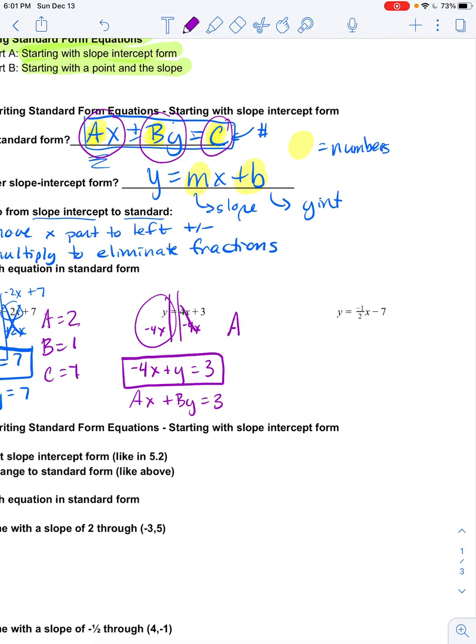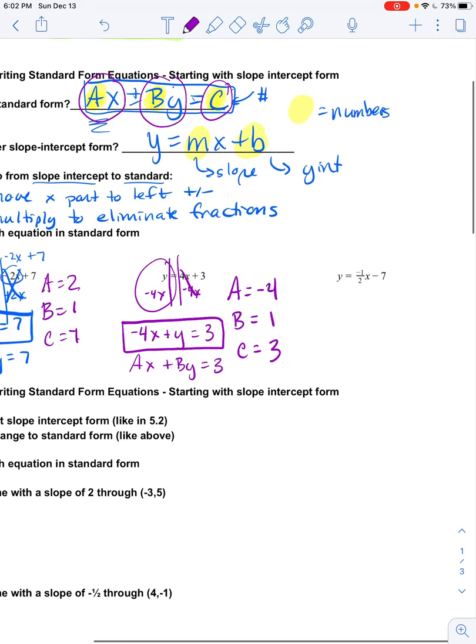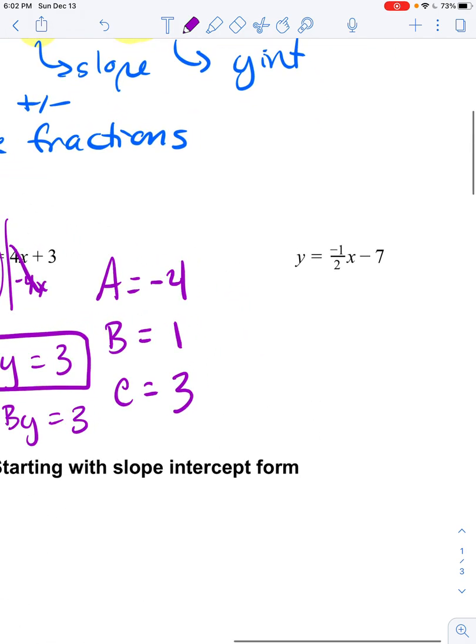Here, when I'm done, my a is the number in front of the x, so negative 4. B is the number in front of my y, so 1. C is the constant on the right of the equal sign, so 3. Okay, this last one is a little bit trickier because there's a fraction, but we don't have to do anything differently to start with. We're just going to go ahead and add a half x to both sides so that that can get canceled out here.